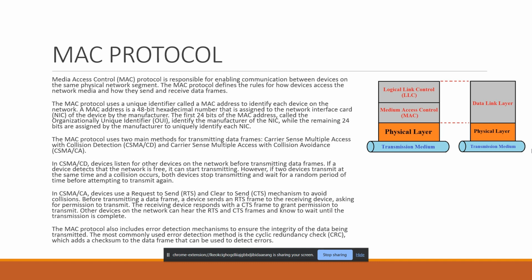In CSMA/CA, devices use a request to send or RTS and clear to send or CTS mechanism to avoid any collisions. Before transmitting a data frame, a device sends an RTS frame to the receiving device and asks for permission to transmit. The receiving device responds with a CTS frame to grant permission to transmit. Other devices on the network can hear the RTS and CTS frames and know to wait until transmission is complete.